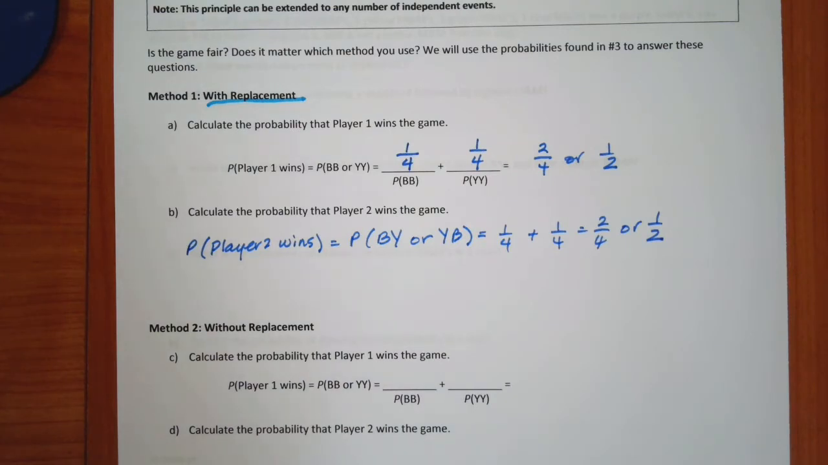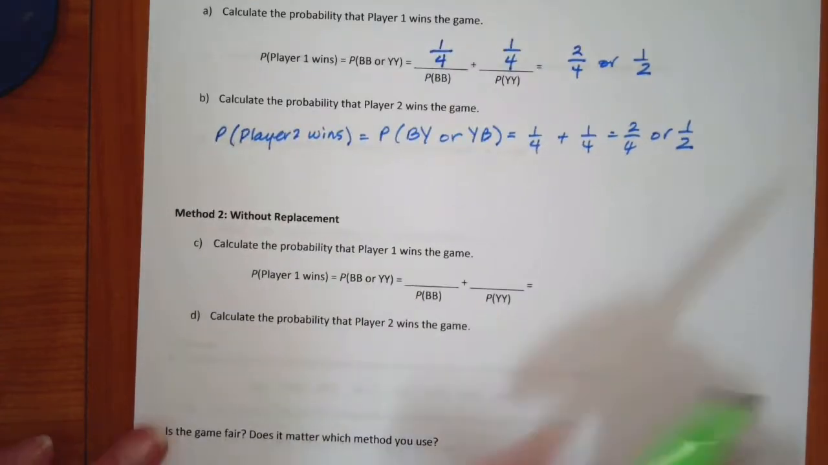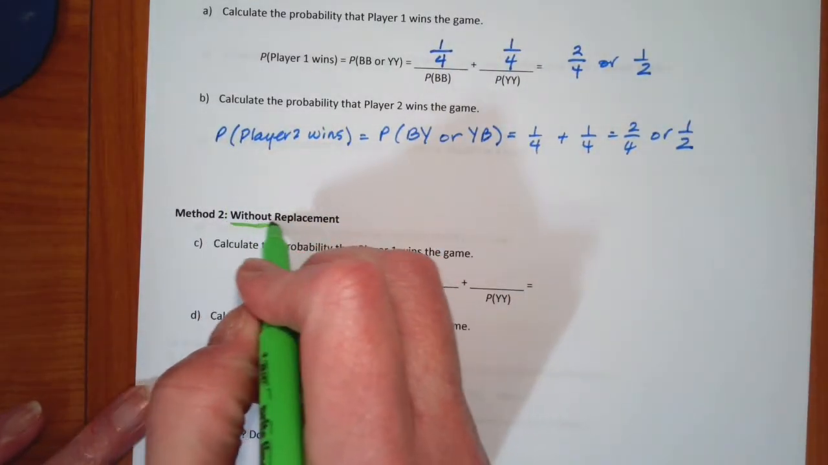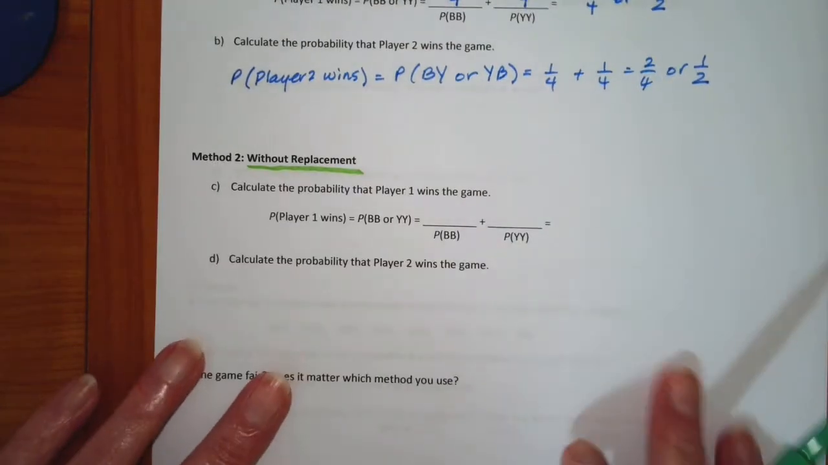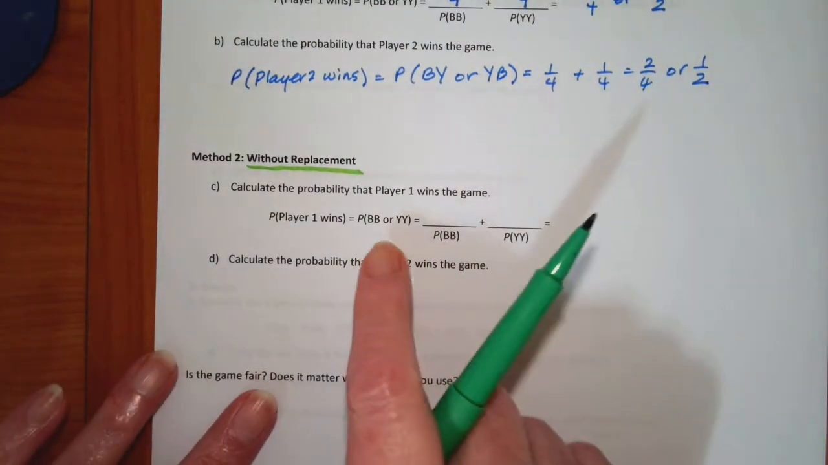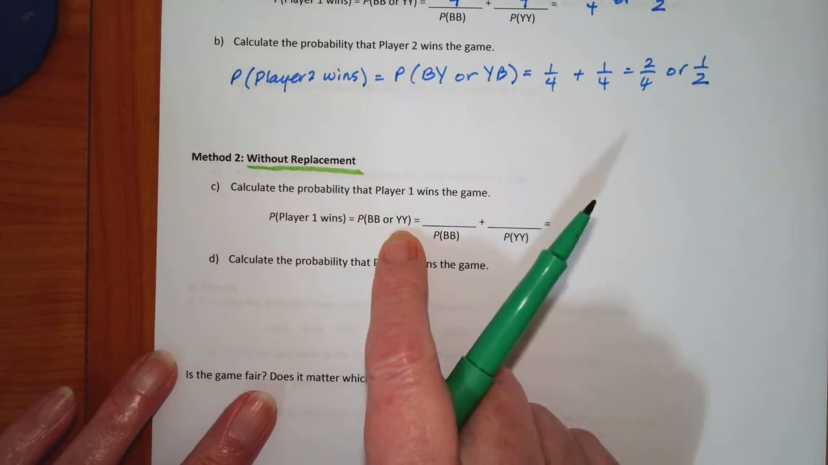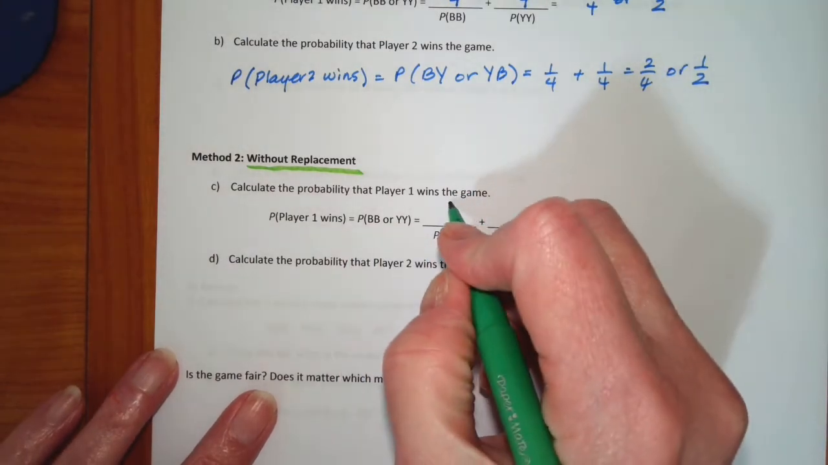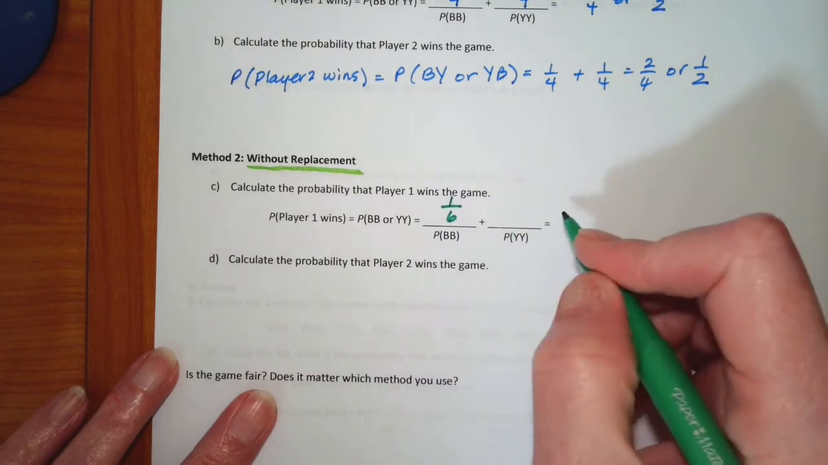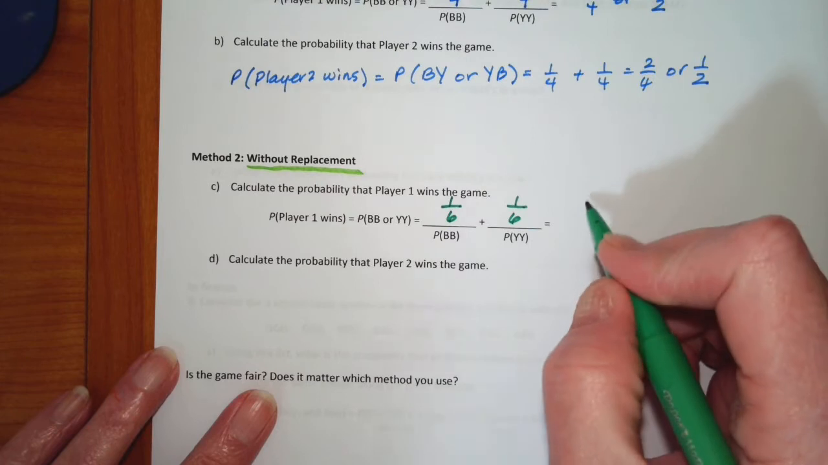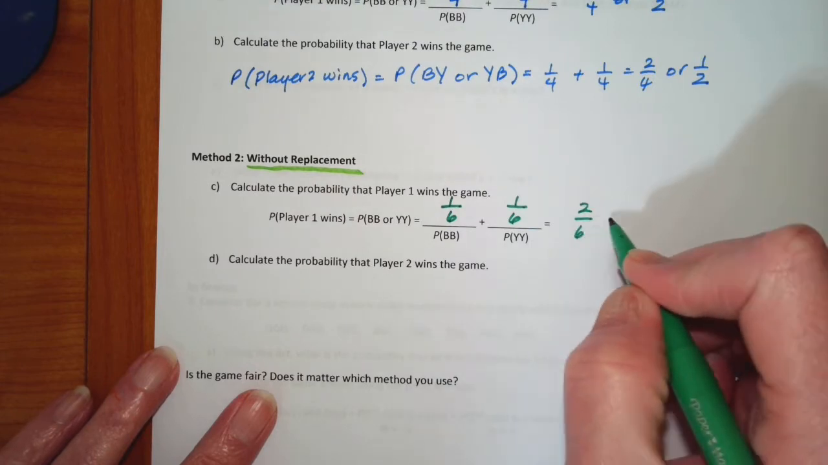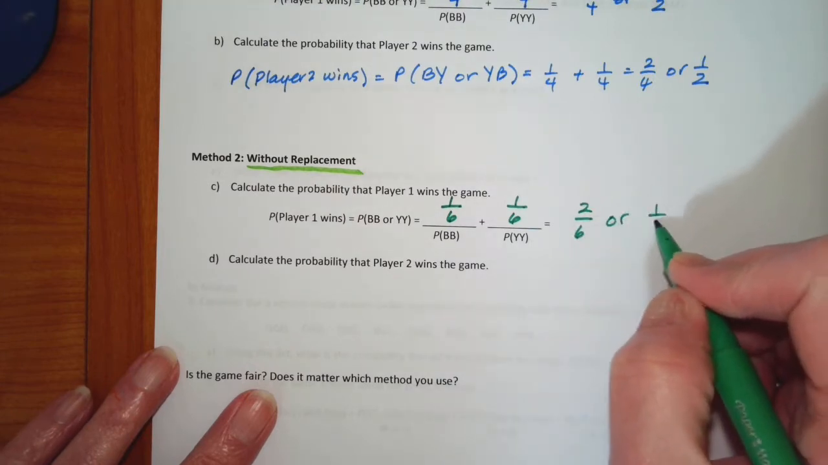Okay. Now, let's do it without replacement. This is where once you've pulled a tile, it is taken away from the bag. And we're going to again use the probabilities from the page before. I'm not going to flip back and forth. Player 1 wins is the probability of blue-blue or yellow-yellow. Well, the probability of blue-blue is 1/6. The probability of yellow-yellow is 1/6. So that becomes 2/6 or 1/3.